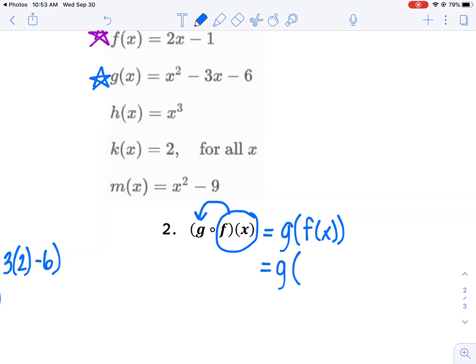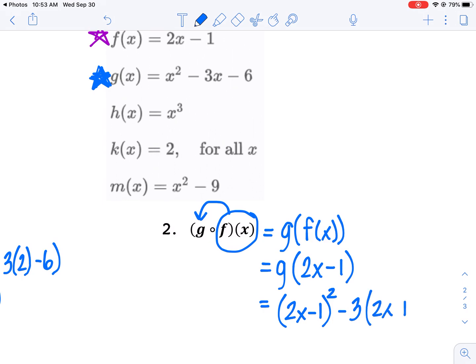Well, the f function is normally 2x minus 1, which means everywhere I see an x in the g function, I now have to replace it with 2x minus 1. A little messy, but we can do it. Okay, I'm at my g function. I see an x. Nope, no longer do I just put an x. I have to put 2x minus 1. Square it. See an x. Let's put that 2x minus 1.